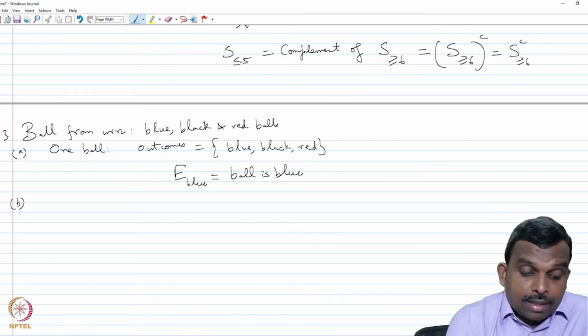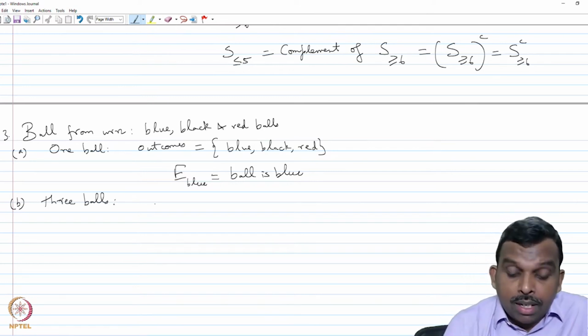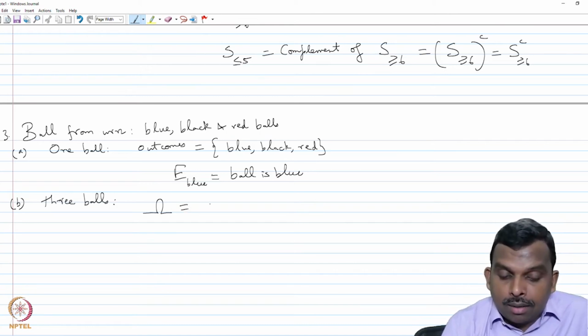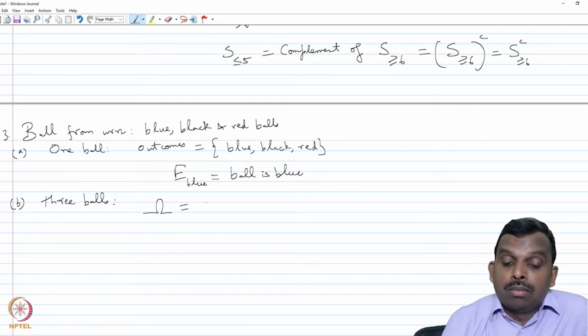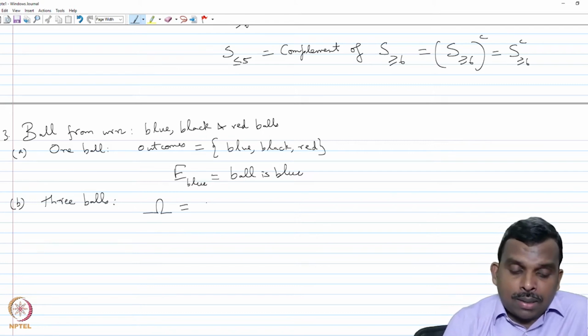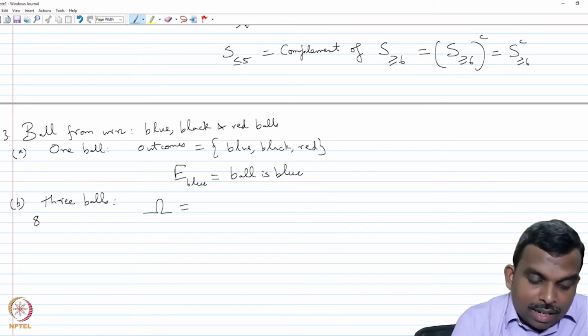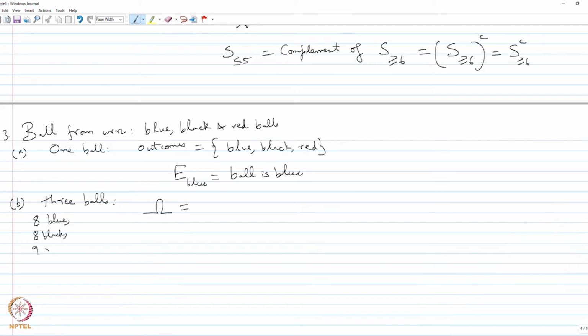But in case, let's say you draw 3 balls, with replacement, without replacement, whatever you want, you can pick. When you draw 3 balls, you already see that the set of outcomes is going to have very many different possibilities. Let me also take a very specific case. Let's say there are 8 blue balls, 8 black balls, and let's say 9 red balls in the urn. So I'll take a very specific setting.